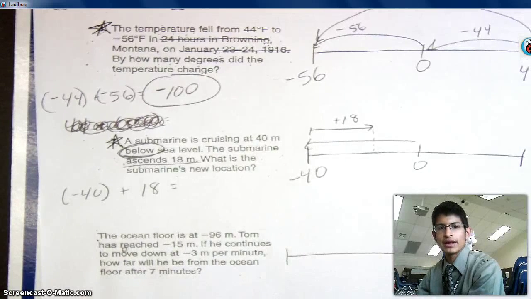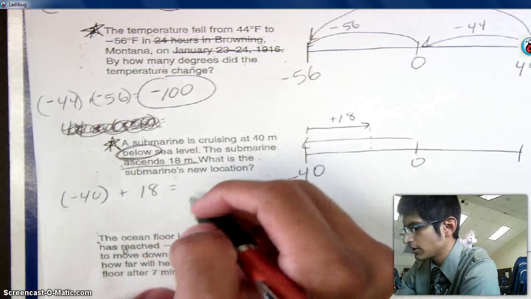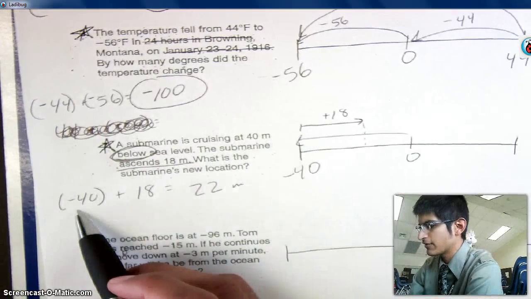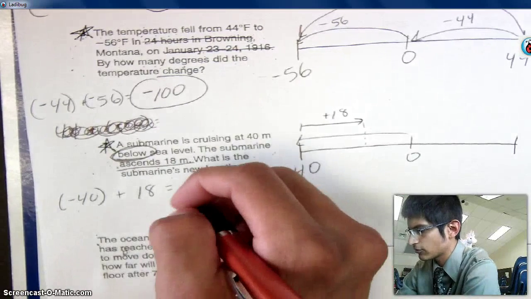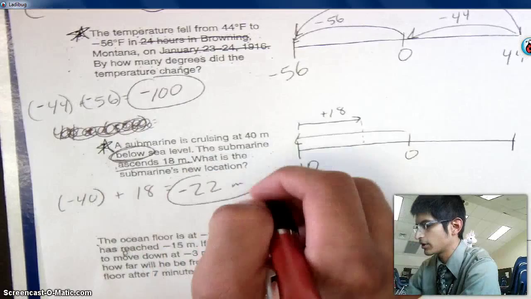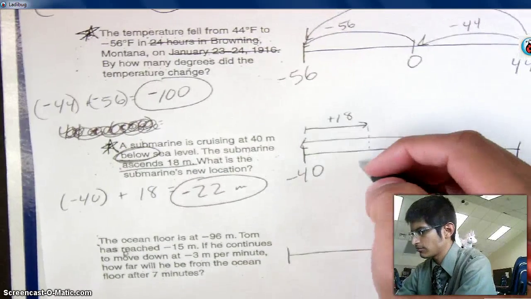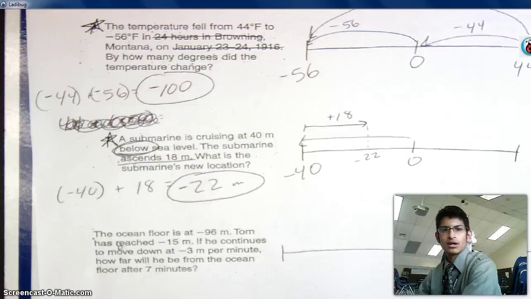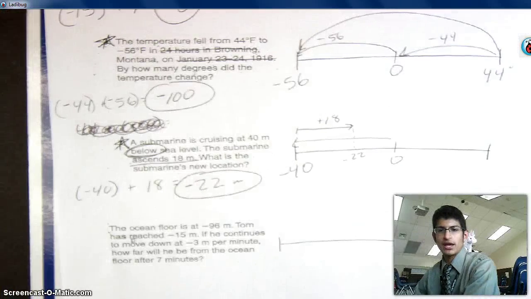And so 40 minus 18 should be 22. So it'd be 22 meters. And do I have more negatives or more positives? I have more negatives. So my answer should be negative 22 meters for this one. Sorry, I didn't put my answer in my paper. Negative 22. Okay? This last question on this page is very much like what you'll see on the bonus question tomorrow.